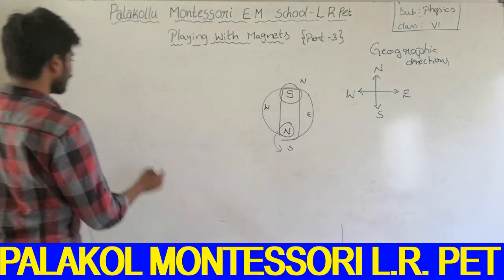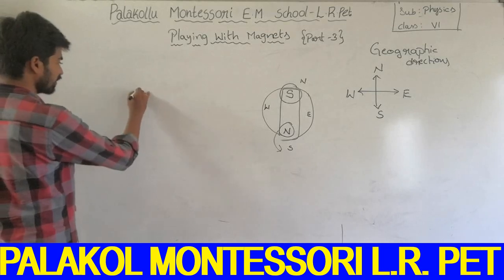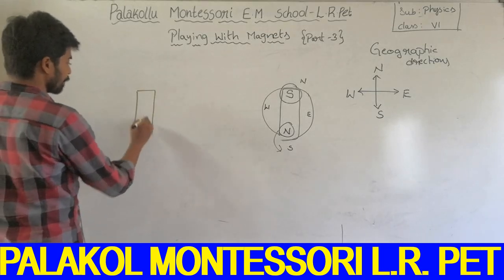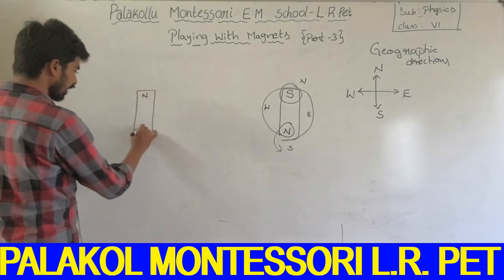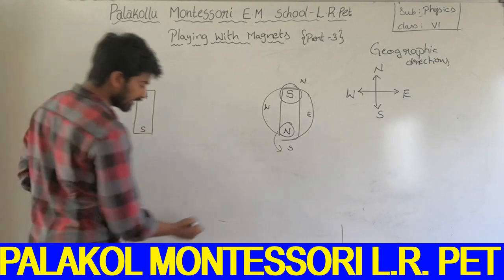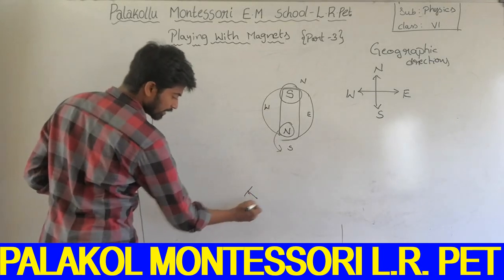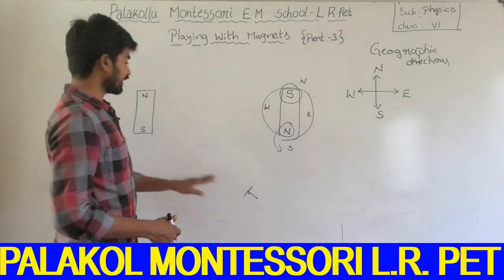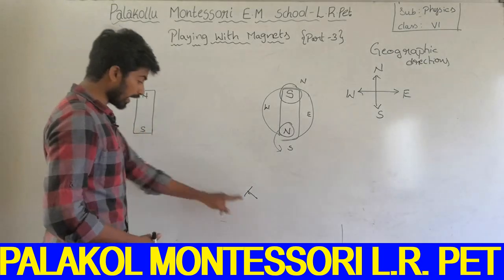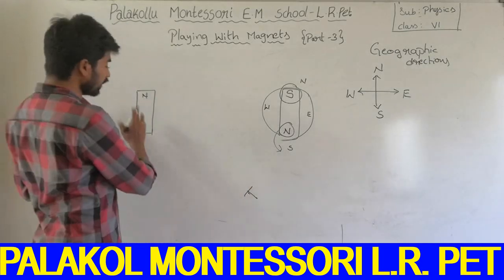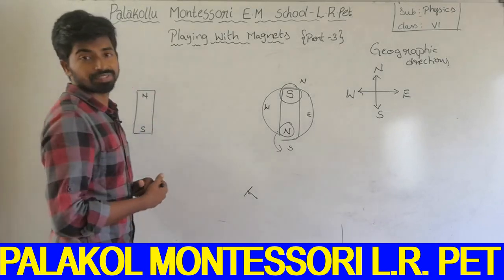If you consider a bar magnet, it has two poles, north pole and south pole. If you place a nail here, it will not be attracted. This magnet cannot attract this nail, so it cannot apply force to this much distance.